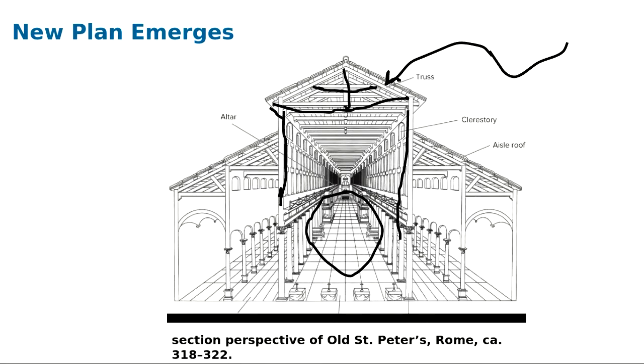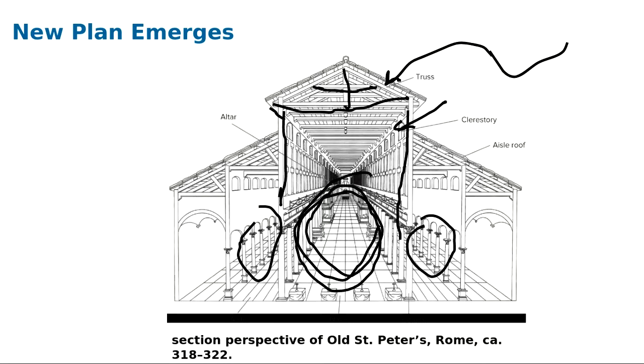So now they start adding light here in the clerestory. And they also create this very wide hallway called the nave. And besides the nave, there are two places called the aisles. So the aisle, a very simple representation.